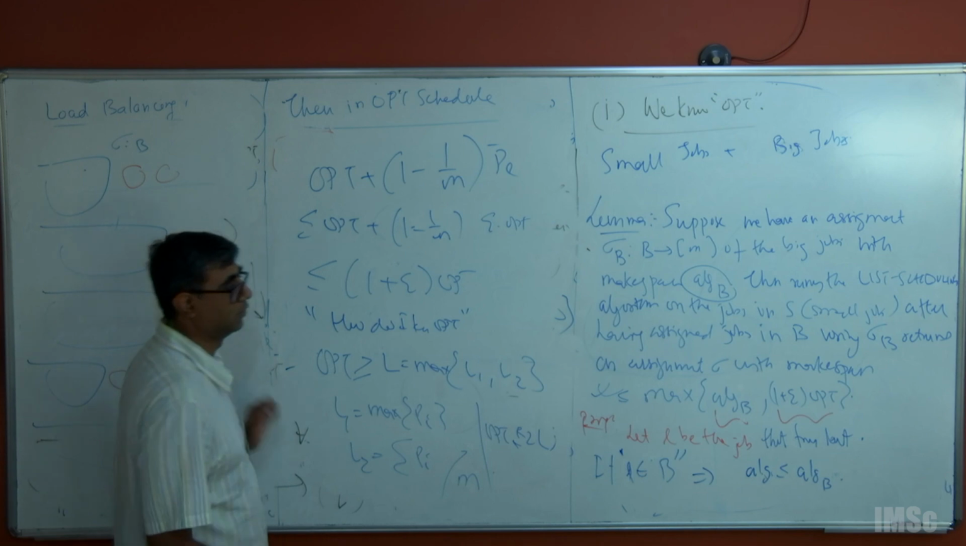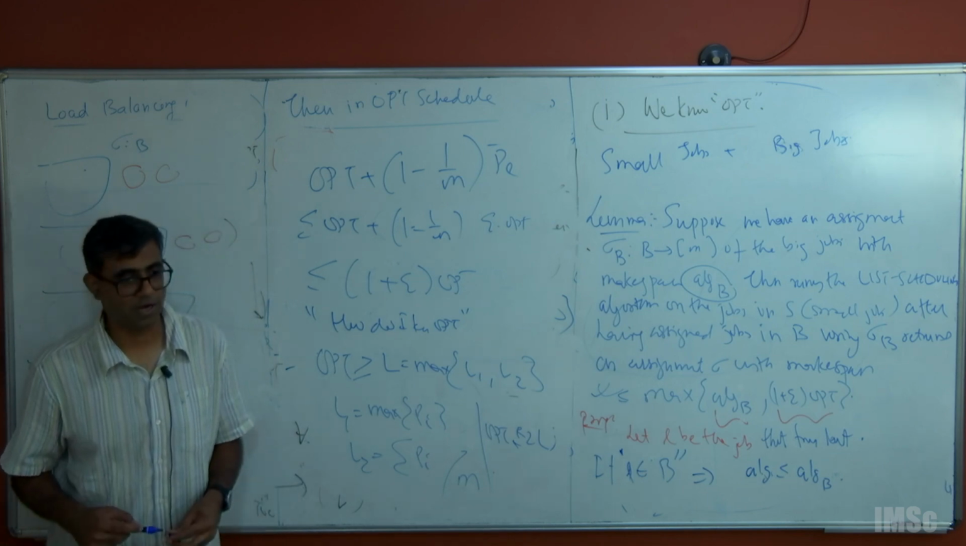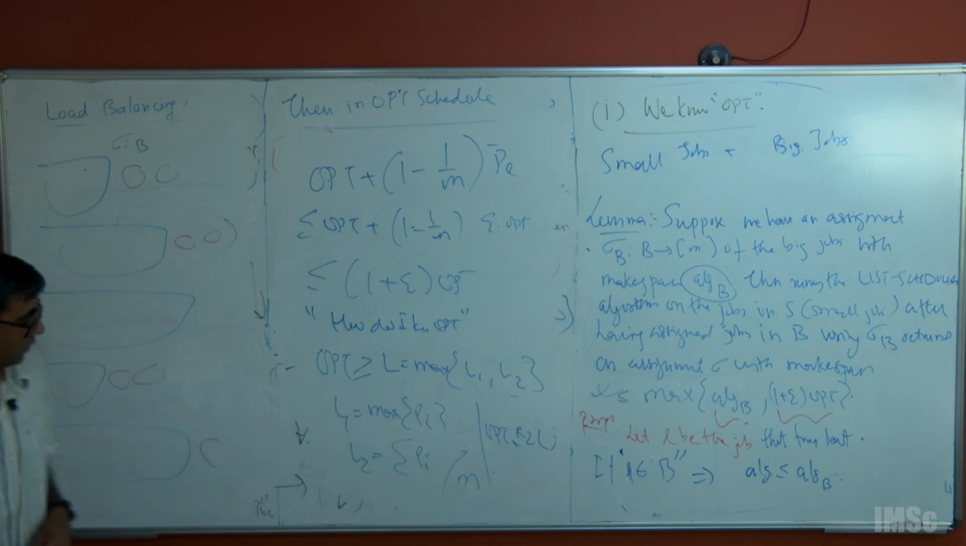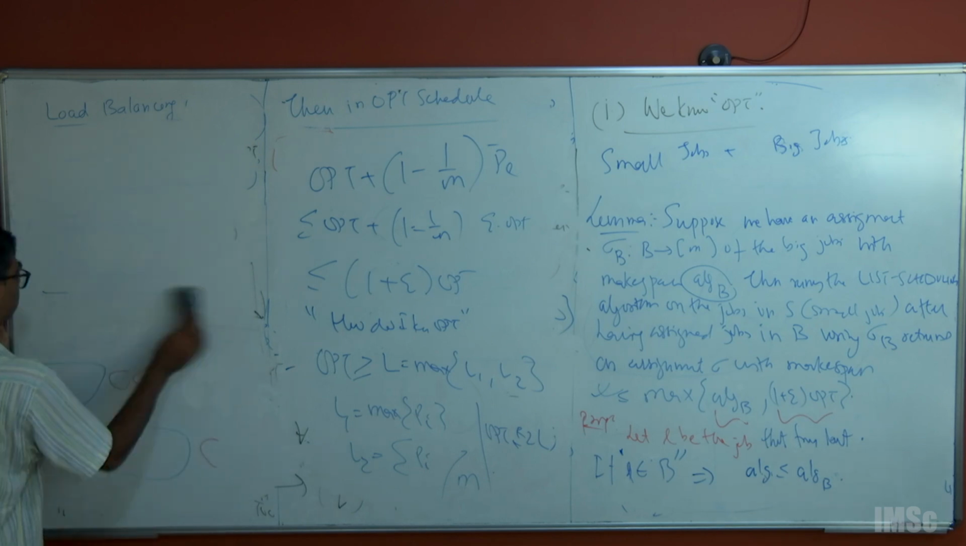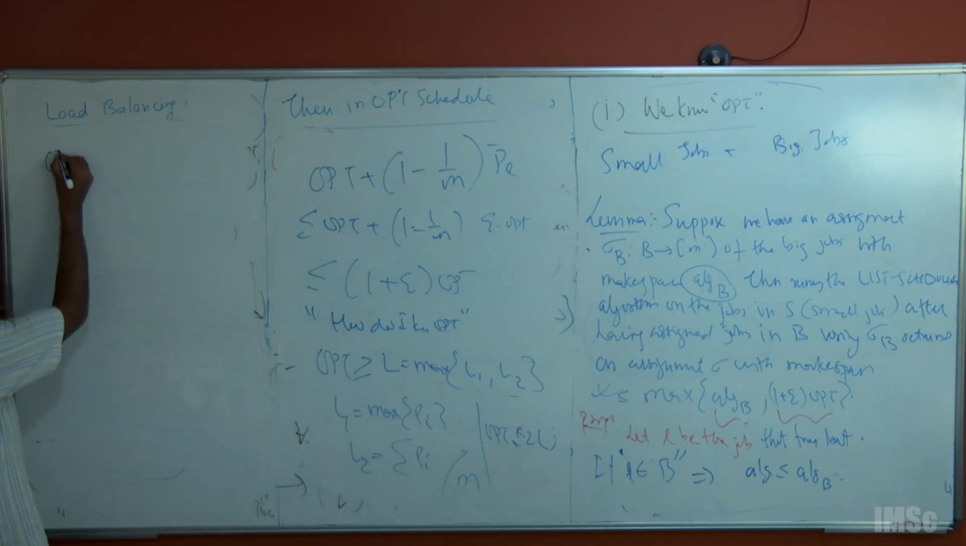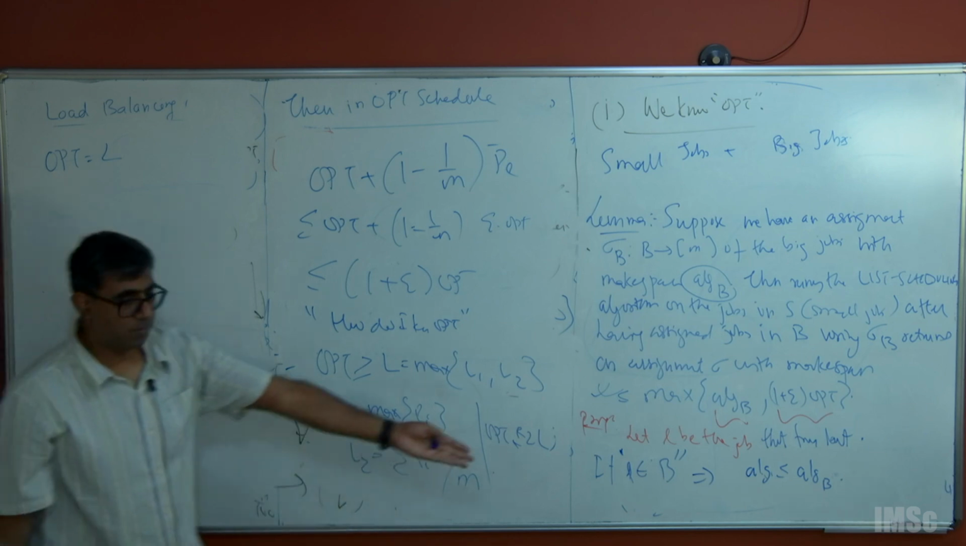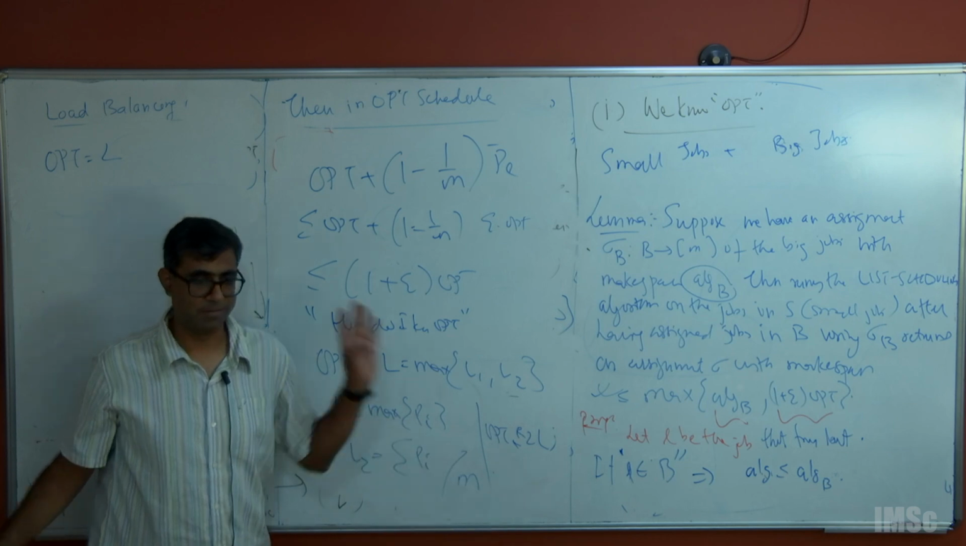Okay, so let's pretend. What will I do? I will start to pretend that I know opt. How? I will say again bucket, bucket, bucket. I have no idea what your opt is, but let me pretend opt is equal to L. Run your algorithm using this as opt. So either I get a 1 plus epsilon opt algorithm for this, or I am dead.